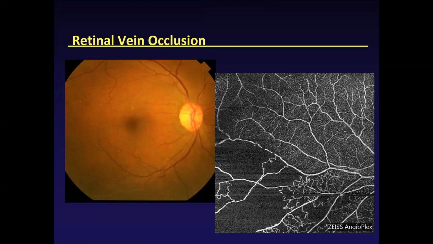We can immediately appreciate the large area of non-perfusion, and just purely by that, I would be making the decision to perform a sector PRP. You say, well, where are the neovascularizations? We could see them so clearly on the FA.